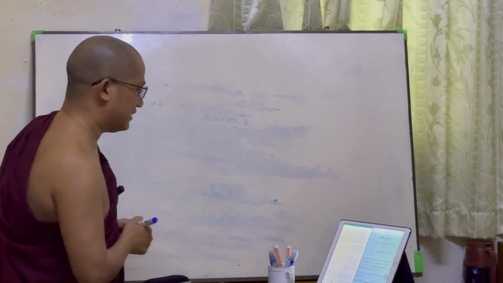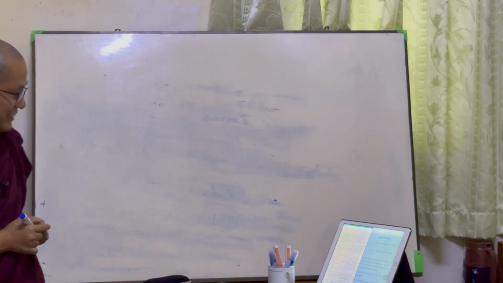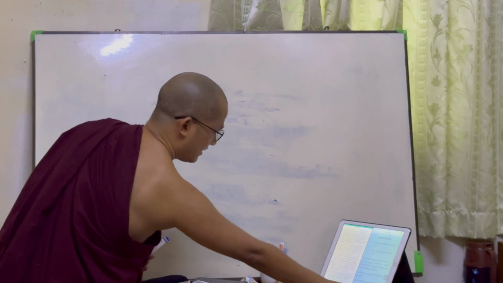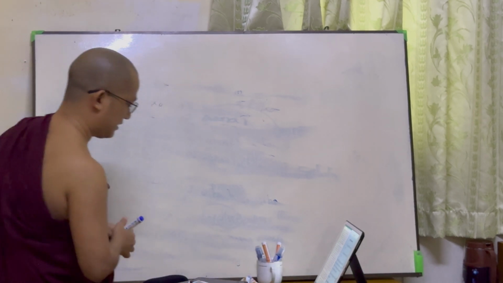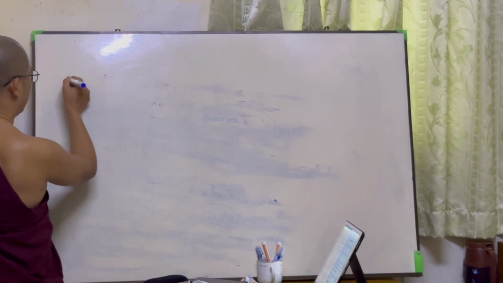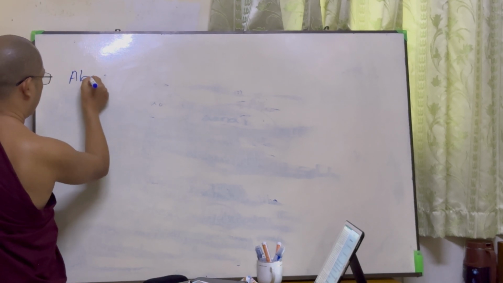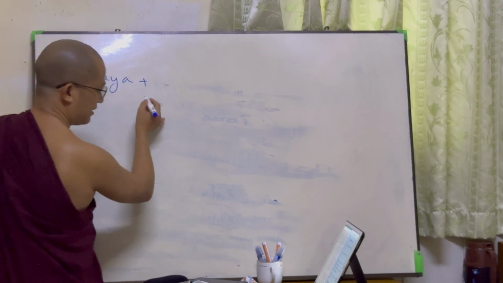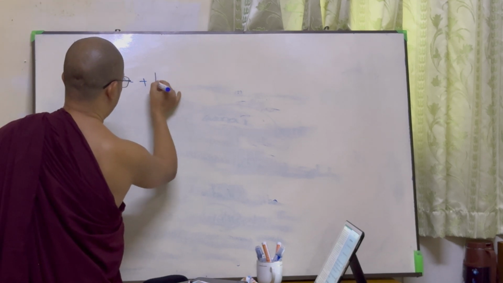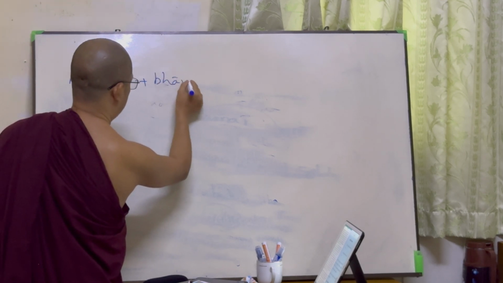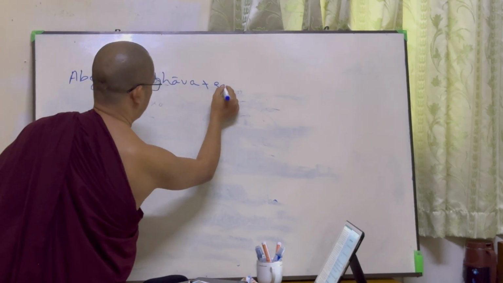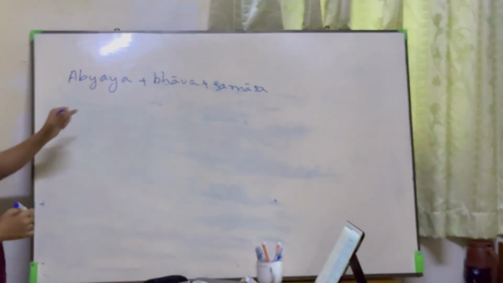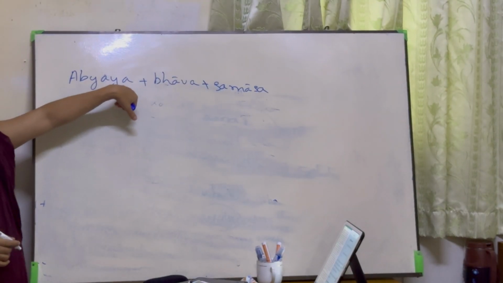The next one is the Abyayībhāva Samāsa. Abyaya plus bhāva plus Samāsa. After combining, this changes into e.